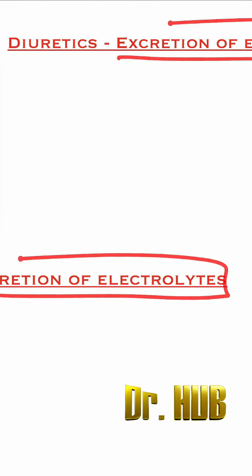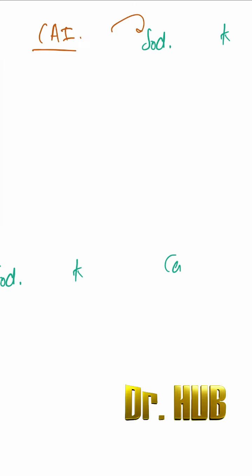Diuretics, we're looking at the excretion of the electrolytes. So the first one will be the CAI. CAI stands for the carbonic anhydrase inhibitors. We'll be looking at three segments: firstly sodium, then potassium, as well as calcium. So in terms of the carbonic anhydrase inhibitors, here the sodium will increase and the potassium will also increase, and there is no change in the calcium.